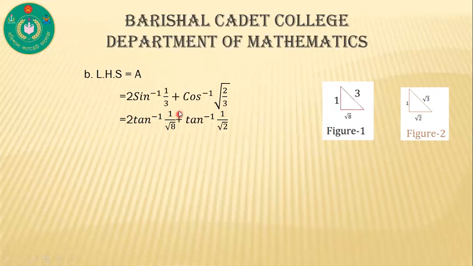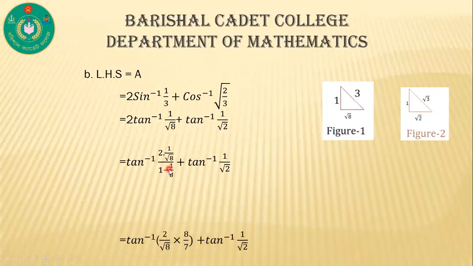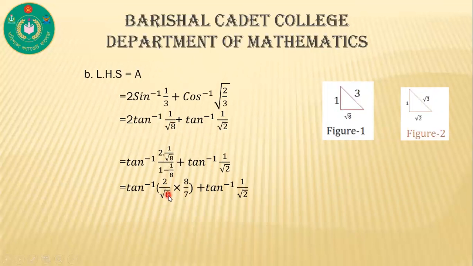You know the formula, 2 tan inverse x is equal to tan inverse 2x by 1 minus x square. Here x means 1 by root 8. So 2x by 1 minus x square, where x square means 1 by 8, root square cancels. Then we can write 1 by 8 plus tan inverse 1 by root 2. After calculating this, we can write 2 by root 8 into 8 by 7. Then we can write tan inverse 4 root 2 by 7 plus tan inverse 1 by root 2.